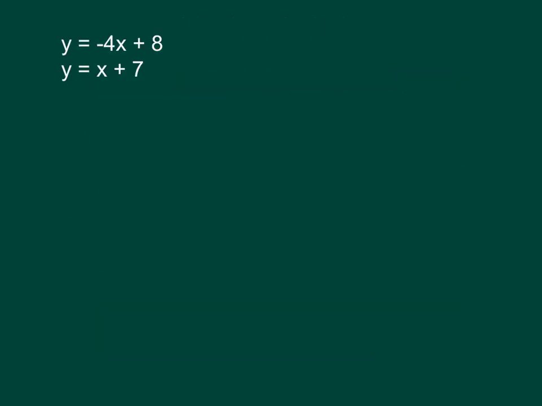Okay, so here's our first example. y equals negative 4x plus 8 and y equals x plus 7. As you can see, I have y by itself in both equations. So since I have that, I'm going to take x plus 7 and I'm going to replace it for y in the other equation, the equation I have not touched yet. So I'm going to have x plus 7 equals negative 4x plus 8.